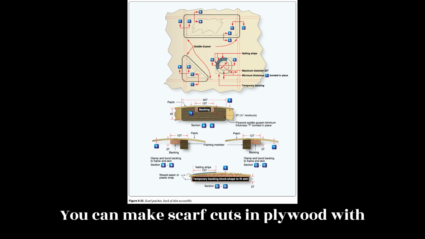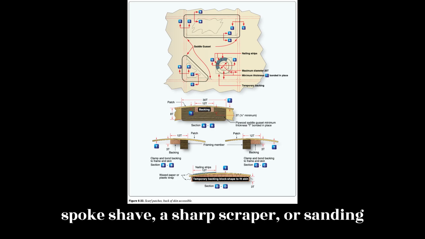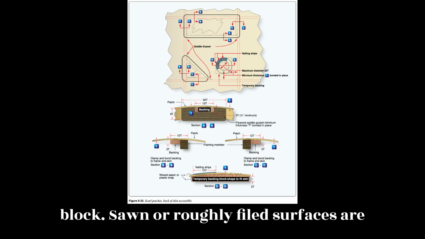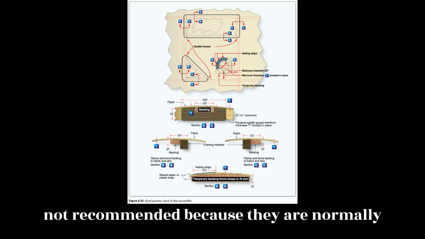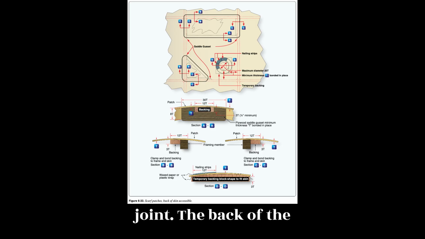You can make scarf cuts in plywood with various tools, such as a hand plane, spoke shave, a sharp scraper, or sanding block. Sawn or roughly filed surfaces are not recommended because they are normally inaccurate and do not form the best glue joint. The back of the skin is accessible for repair.